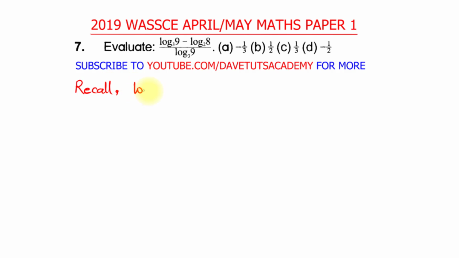If you have log to base a of a particular number a raised to a power n, we can say this is the same as n log to base a of a, and log to base a of a, the logarithm of the same number as the base, is always 1. So this is n times 1, because log to base a of a is 1.